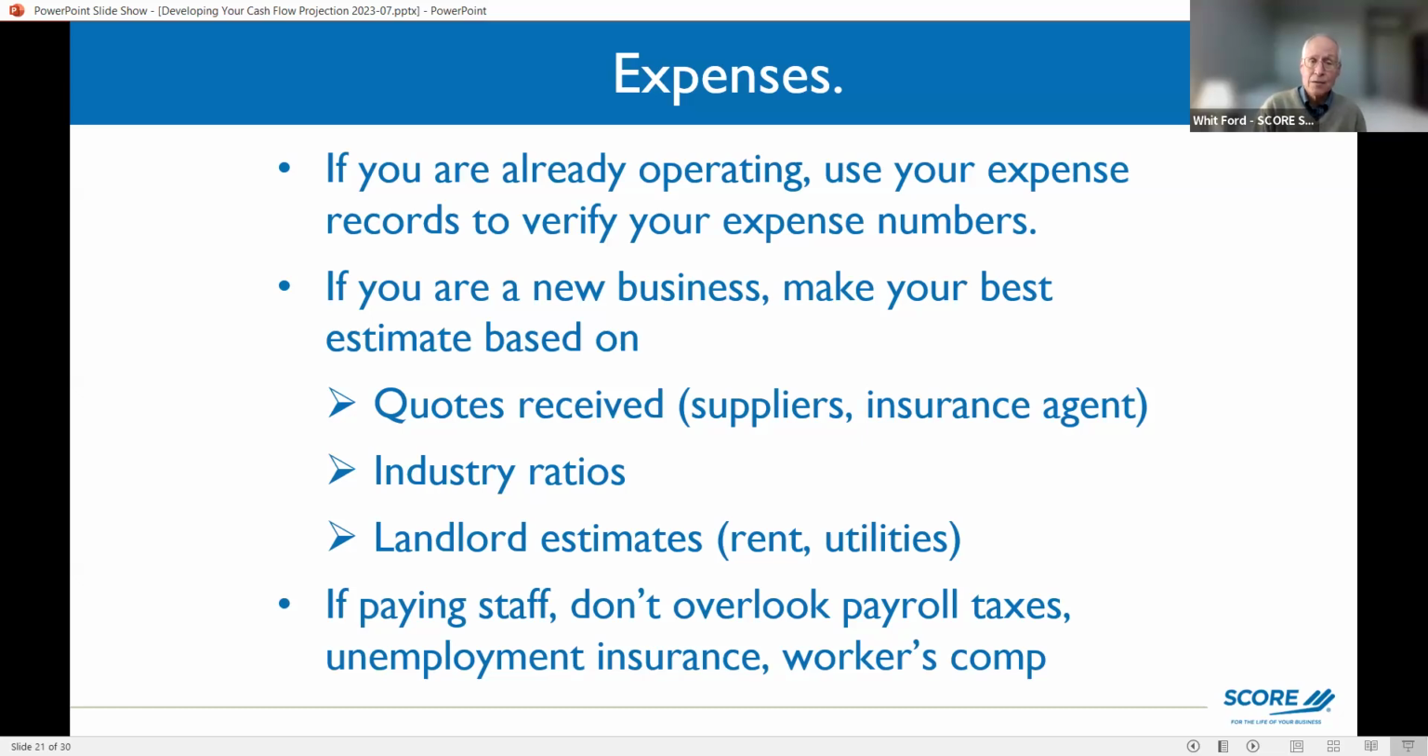But you can base that estimate on, say, quotes you receive from suppliers or your insurance agent, or perhaps the same industry ratios I talked about a minute ago that are typical expense ratios for your industry, or perhaps your landlord could estimate what your rent and your utilities will be for a space you're considering leasing. If you ask around, I think you'll find that you can find at least some support for a number of the numbers that you need to put into your forecast. You might be able to make up numbers. I wouldn't advise it.